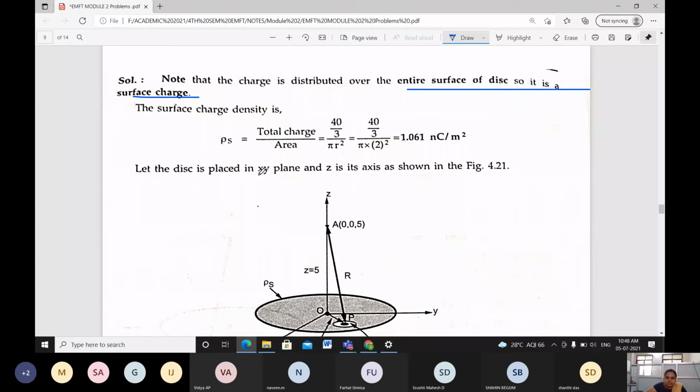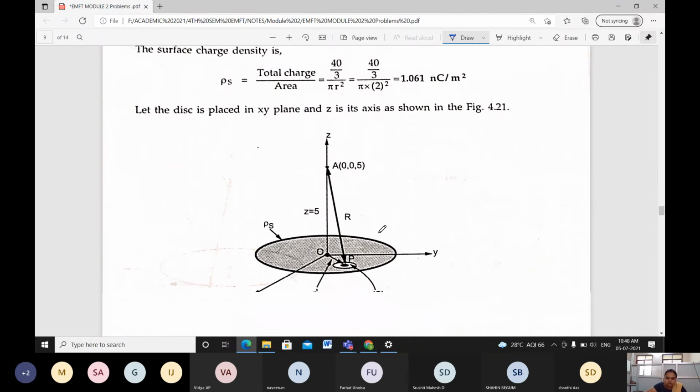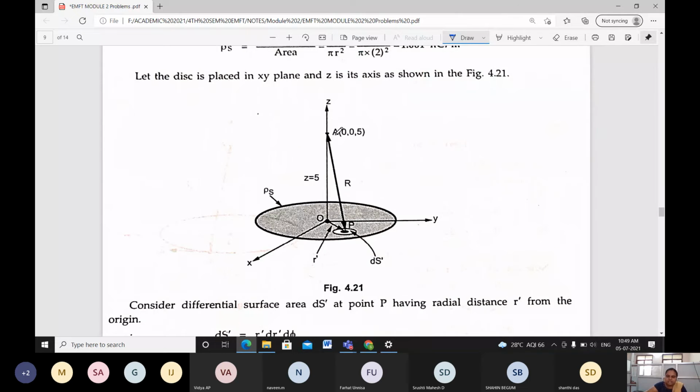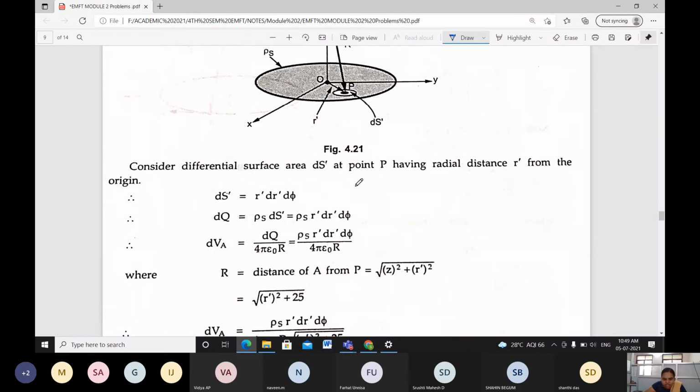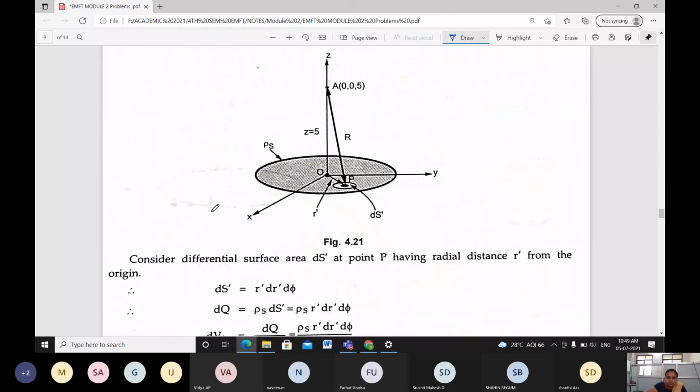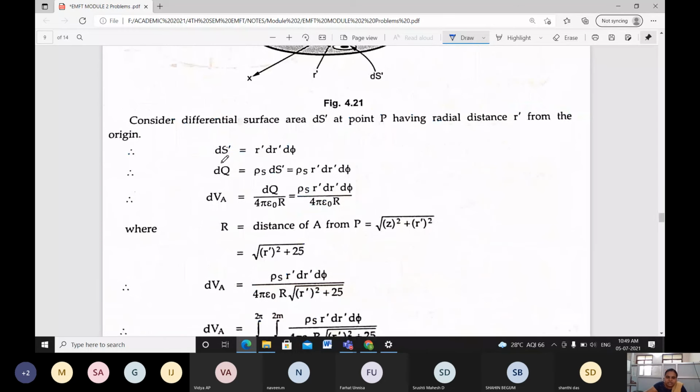Here also the disk is placed in the xy plane and z is the axis shown, the same as what we took previously. The disk is placed here with the surface ds bar. What are the changes here? Consider the differential surface area ds at point P having a radial distance of r dash from the origin. Therefore, instead of dl taken in the previous case, here it is taken as ds, which is r dash dr dash d phi.